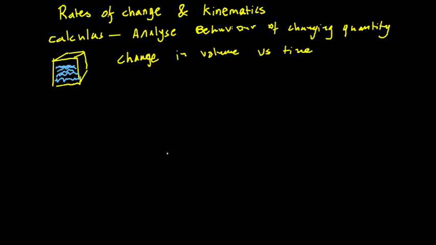So we need a way of talking about this change in terms of calculus, because I don't want to be having to write change in volume every time. So we say the derivative dV, because we're talking about volume, with respect to time, so it's dV/dt, the rate of change of volume with respect to time. So rate of change or the change in volume.